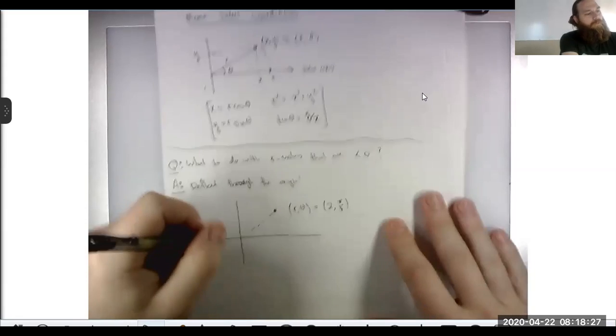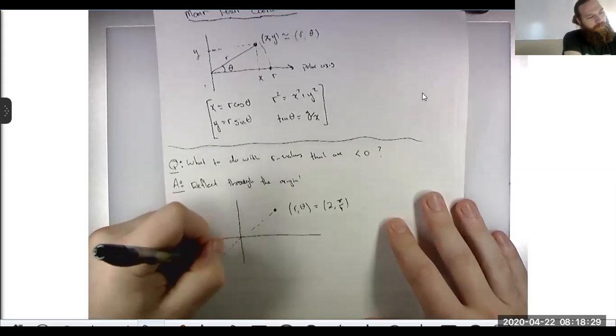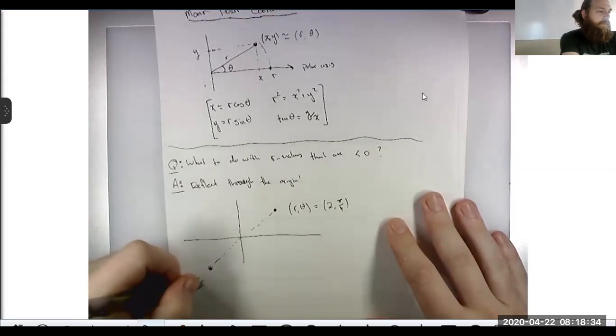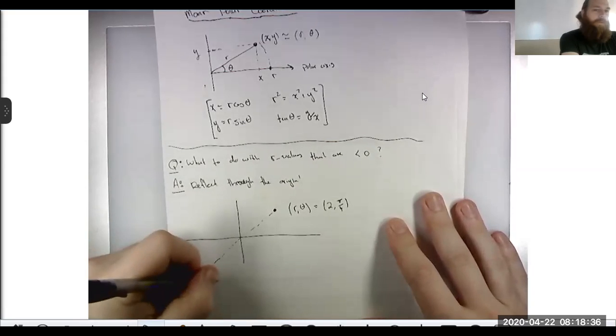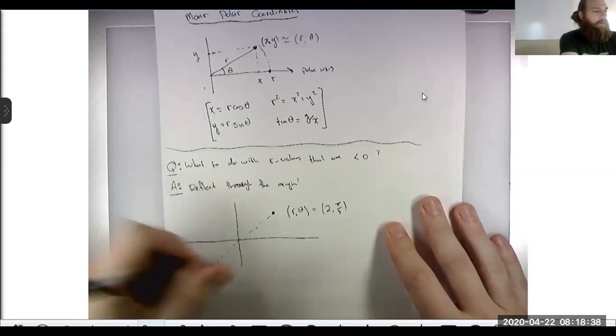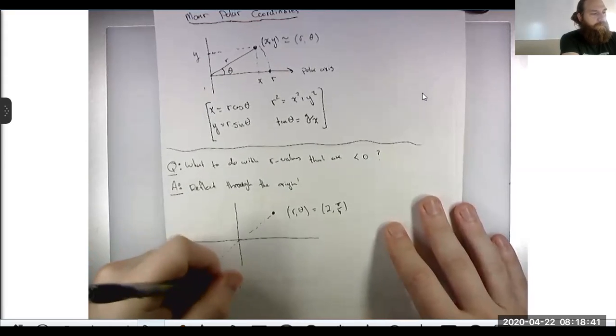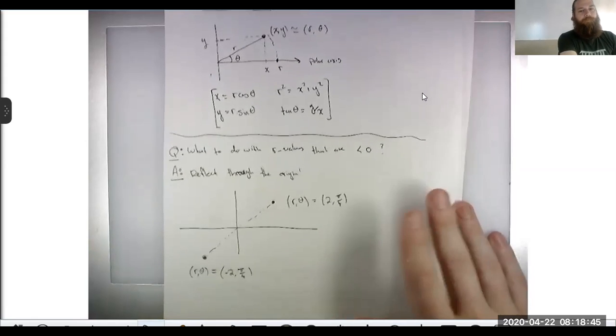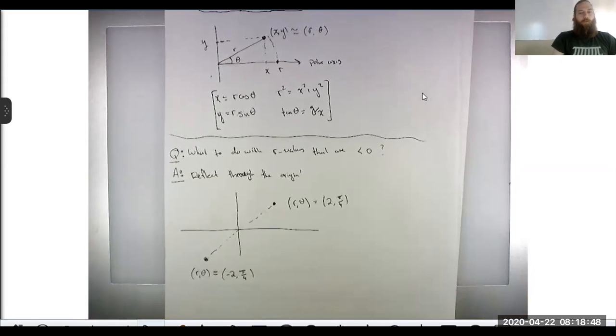If I reflect him straight through the origin to this point over here, one way of describing the point down here would be to say he has r comma theta equal to negative 2 comma pi over 4. So both of those points have the same theta, which is a little bit odd, because the point down there in quadrant 3 does not appear to have been arrived at by rotating by pi over 4.